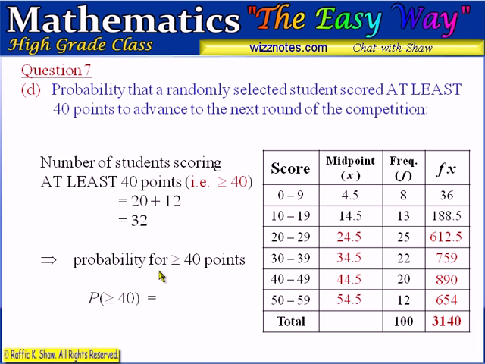The probability of randomly selecting a student who scored 40 or more points, that is greater than or equal to 40 points, would be equal to 32 students, because 32 students scored 40 or more points out of the 100. And so that probability is 32 divided by 100, which is 0.32. And that's the answer for part D.